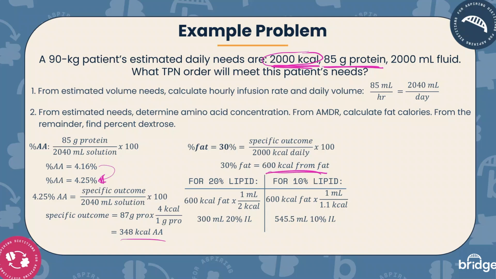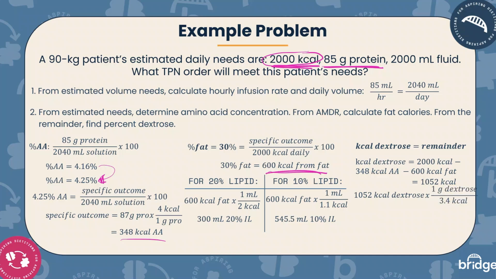So to find the calories from carbohydrate, it's the remaining calories left in the day. This patient, again, needs 2,000 calories every day. We subtract the calories from amino acids. We subtract the calories from fat. This patient still needs 1,000 calories to get their needs met. And we can figure out how many grams of dextrose that is because 1 gram of dextrose is 3.4 calories.